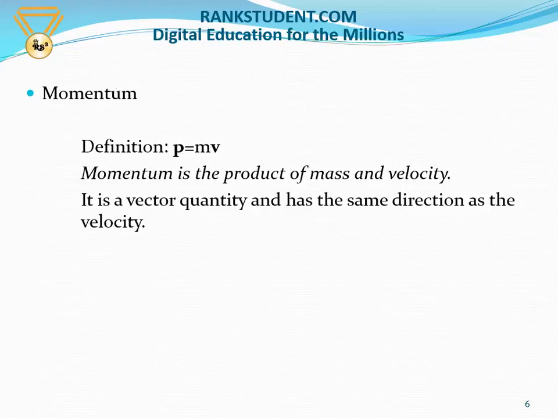A definition of momentum. Momentum is defined as the product of mass and velocity. P equals mv. It is a vector quantity and has the same direction as the velocity.